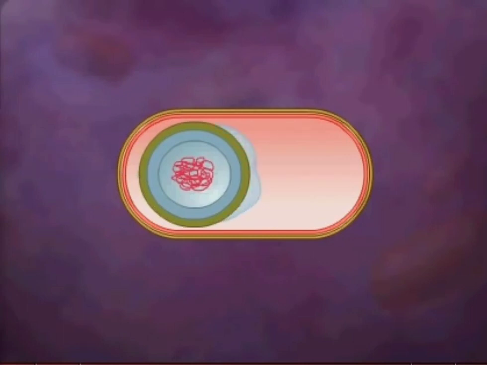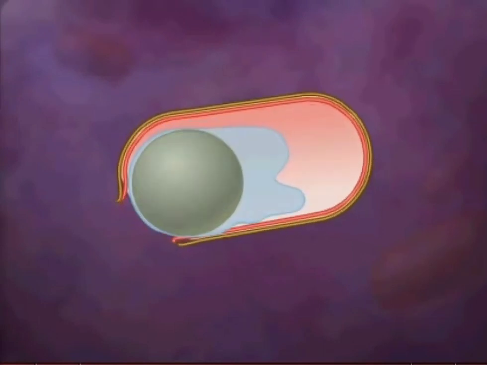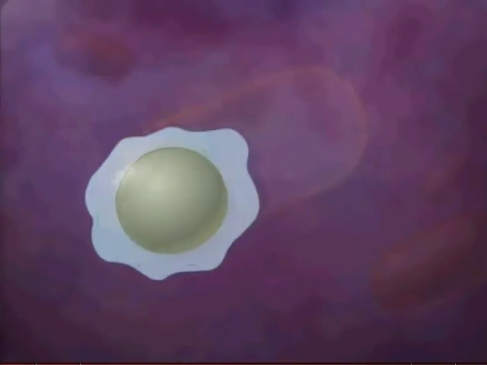Some spores form an additional layer called the exosporium. A mature spore is resistant to environmental conditions. Finally, lytic enzymes destroy the mother cell and the mature spore is released.